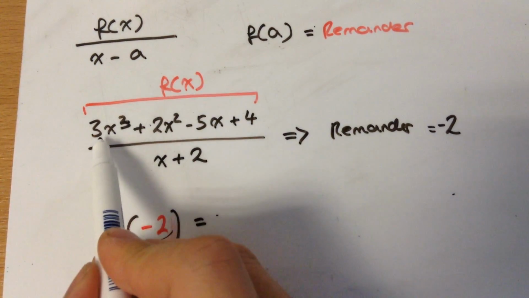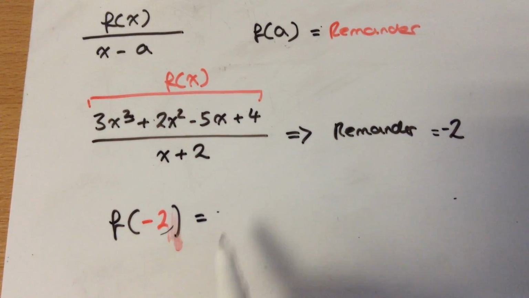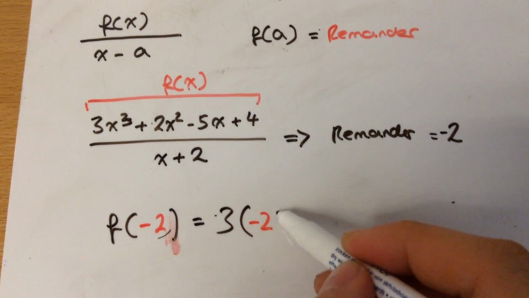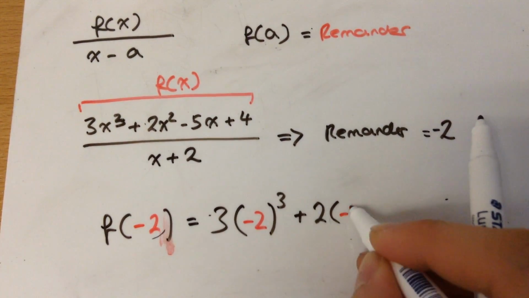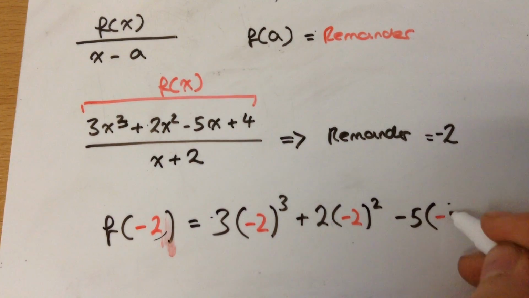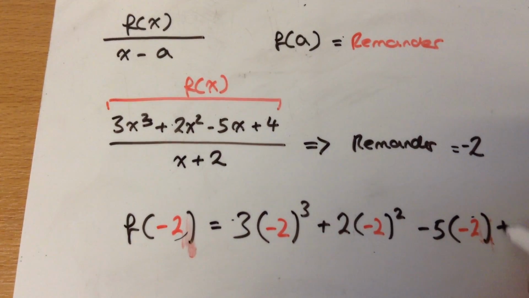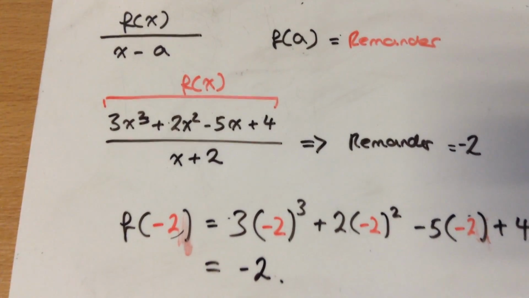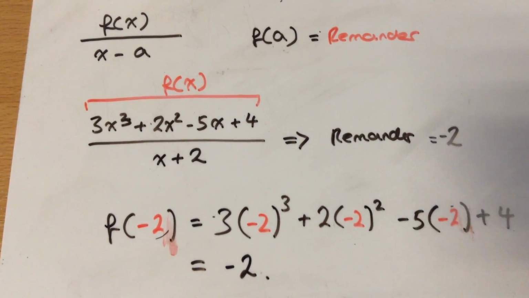So my function of x is 3x cubed plus 2x squared minus 5x plus 4. And all I'm going to do is replace all the x's with minus 2. So the 3x cubed will become 3 times minus 2 to the power of 3, plus 2x squared will become 2 times minus 2 squared, minus 5 times minus 2, plus 4. And if you put this in your calculator, you will find you get minus 2 as an answer, which is our remainder. Okay, so this is the remainder theorem, and all it is is an easy way for us to find the remainder.